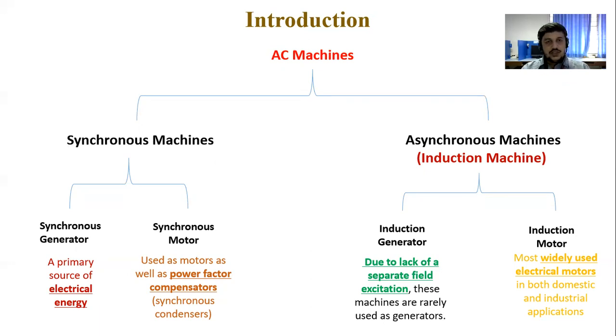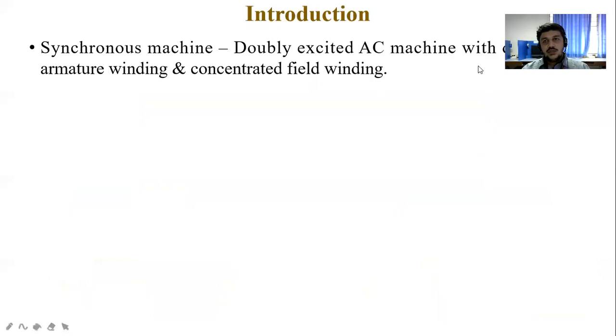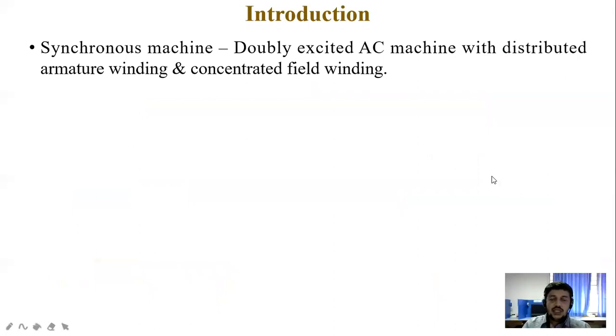Okay. So now, what is a synchronous machine? Synchronous machines are generally doubly excited AC machines with two windings. The two main windings are the armature winding, which is in distributed form, and the field winding, which is the concentrated field winding. As the machine consists of two different windings, and is excited with two separate sources, these machines are generally doubly excited machines.